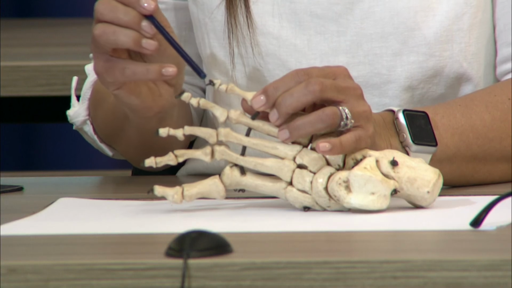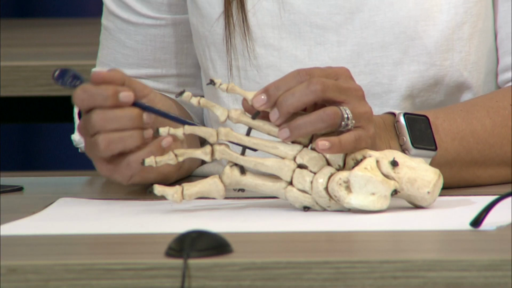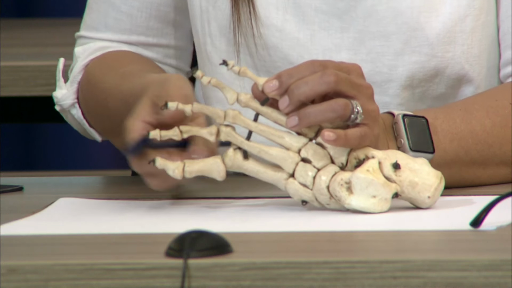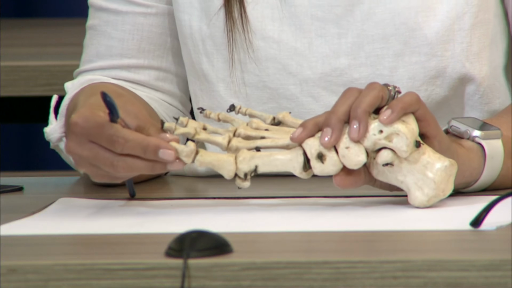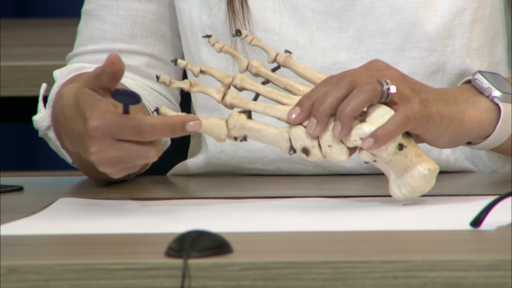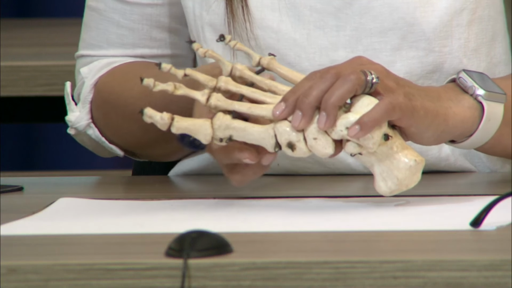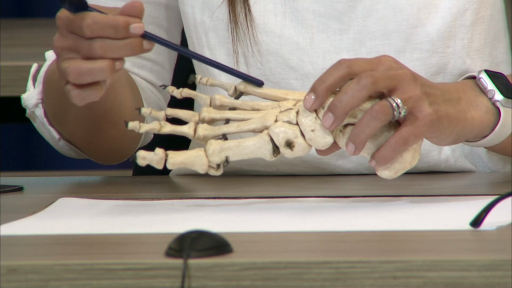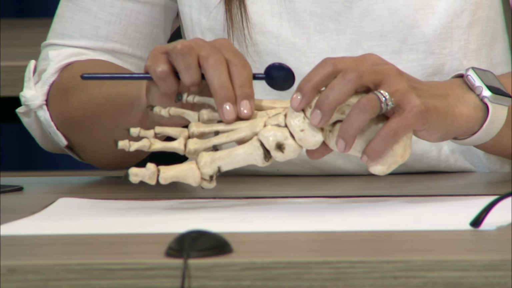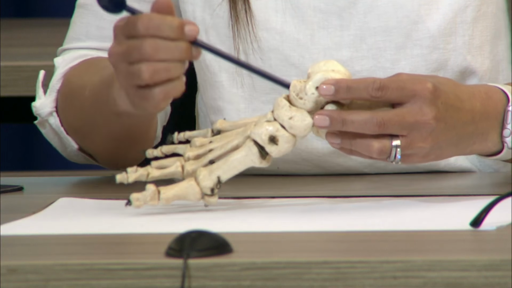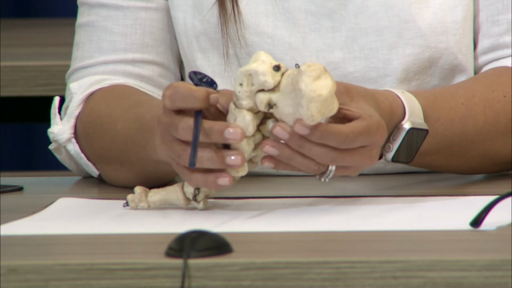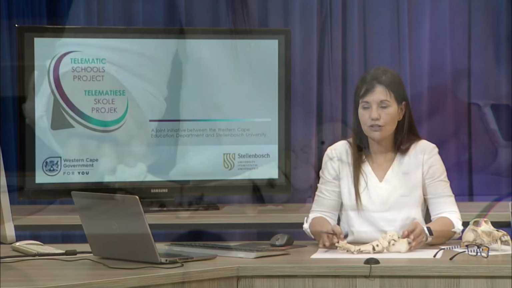So if we count the number of bones again, you will see that there's 14 of them. 3 for each toe, except for your big toe that only consists of 2 bones. And then remember that the metatarsals are the middle bones, that are part of the foot, and then the tarsals are the part that makes the wrist of the foot, and the heel bone is the biggest bone in the foot. Right, so that's our foot bones.